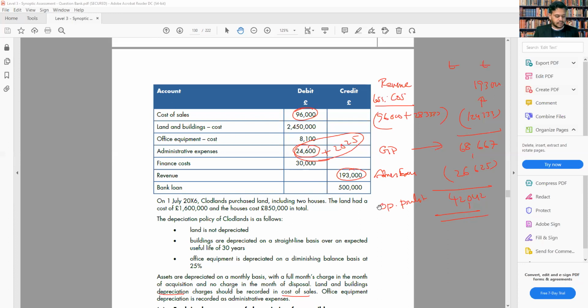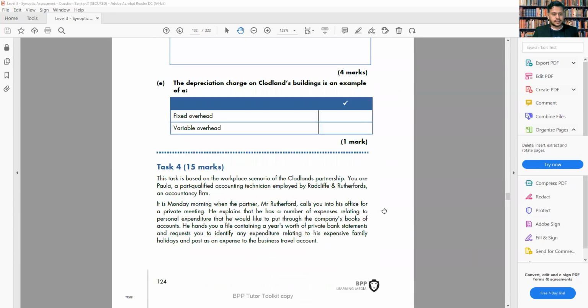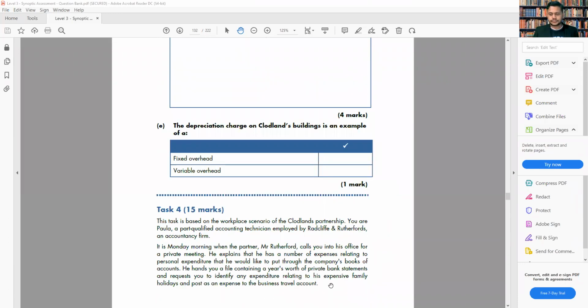What we have here, number A. Number A is saying the depreciation charge on Code Land building is an example of, remember that depreciation is always an example of the fixed overhead, always. Even though the depreciation method can change the depreciation every year, it will go up and down, it's fixed for that year. So for that reason, depreciation is always a fixed cost.